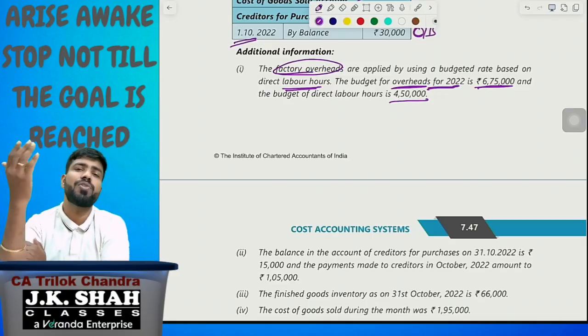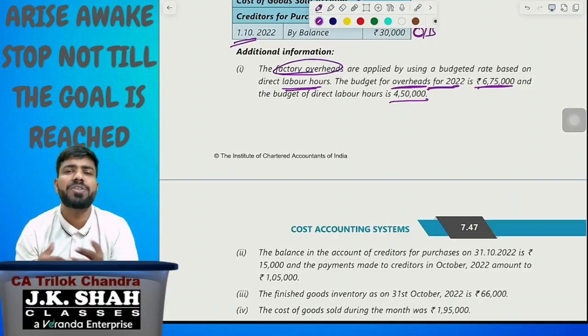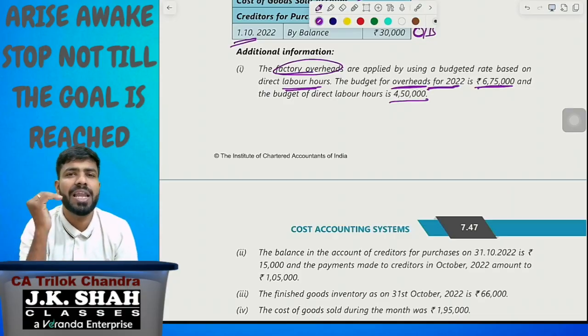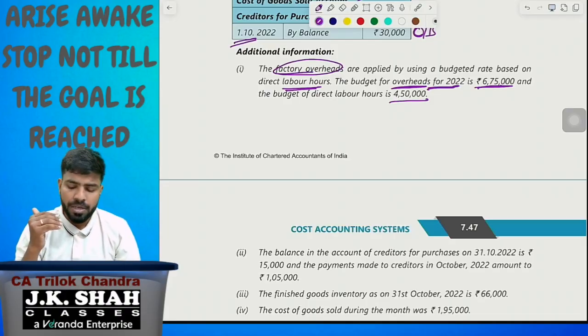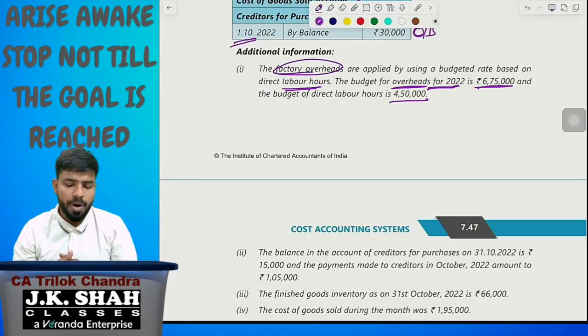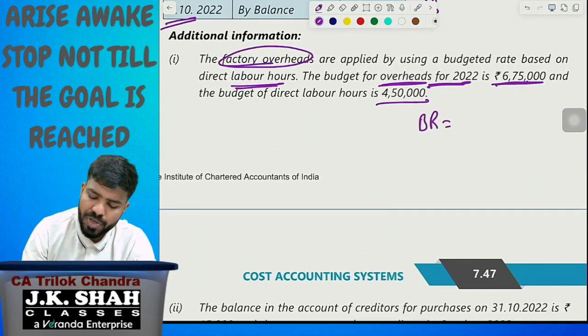Because actual rate will get to know at the end of the period, so we will be using budgeted rate. How to calculate budgeted rate? Budgeted overhead divided by budgeted base quantity. In this question, what is the base quantity? Labor hours. How much is the budgeted overhead? 6,75,000. How many labor hours are there? 4,50,000.